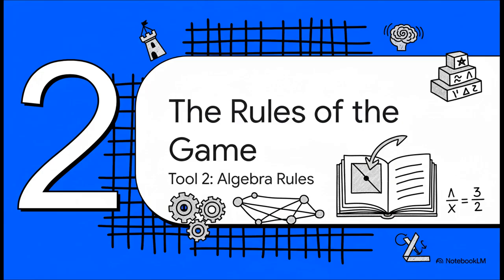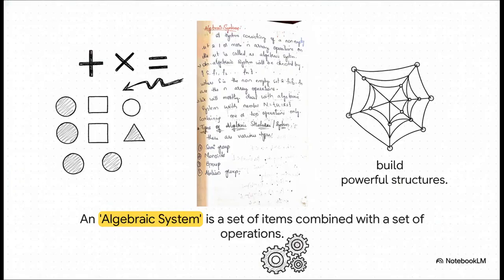All right, so that's tool number one. For our second tool, we're going to level up. We're moving from just counting things to actually creating whole systems with their own internal logic. These are called algebraic structures. The best way to think about them, it's like you're writing the official rulebook for a brand new game. And this definition from the notes really says it all perfectly.